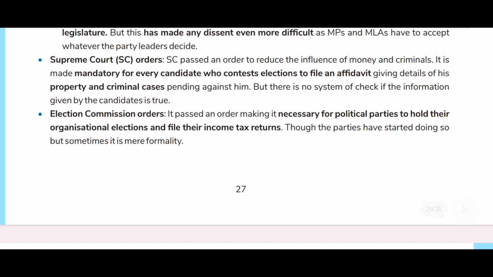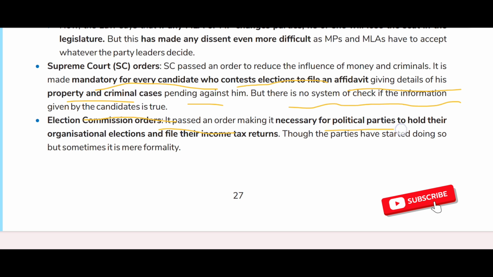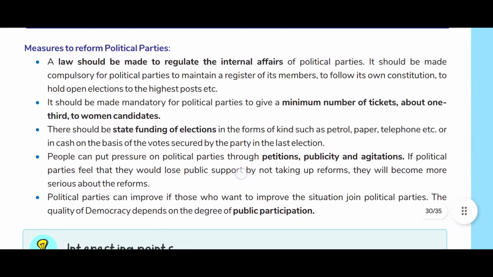Supreme Court or SC orders. SC passed an order to reduce the influence of money and criminals. It made it mandatory for every candidate who contests an election to file an affidavit giving details of his property and criminal cases pending against him. But there is no system to check if the information given by the candidate is true. Election Commission orders. It passed an order making it necessary for political parties to hold their organizational elections and file their income tax returns. Though the parties have started doing so, sometimes it's more of a formality.